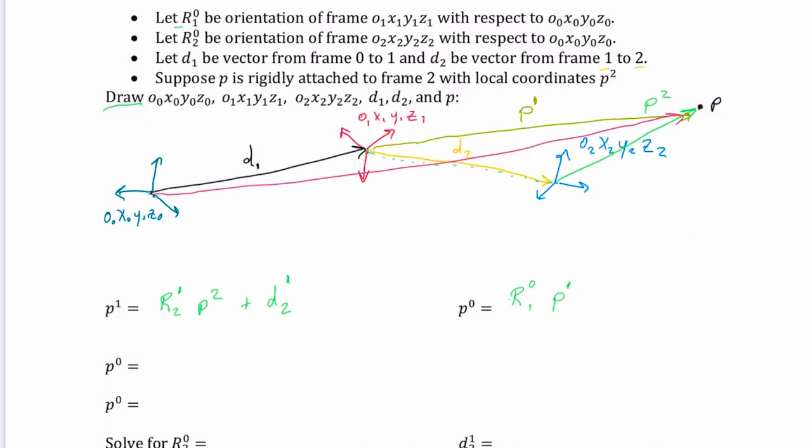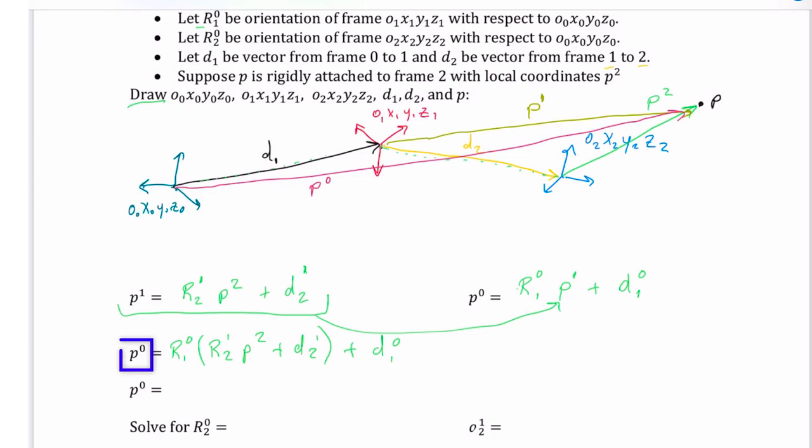So for P0, we're going to take P1, rotate it in frame 1, and add our offset in, plus D1 in frame 0, that's this distance here. Now this entire quantity, we can insert into P1, so we could rewrite P0 as the rotation into frame 0 of this entire quantity, which was the rotation from 2 into 1 of P2, plus D2 in 1, and then I need to do my offset of D1 in 0.